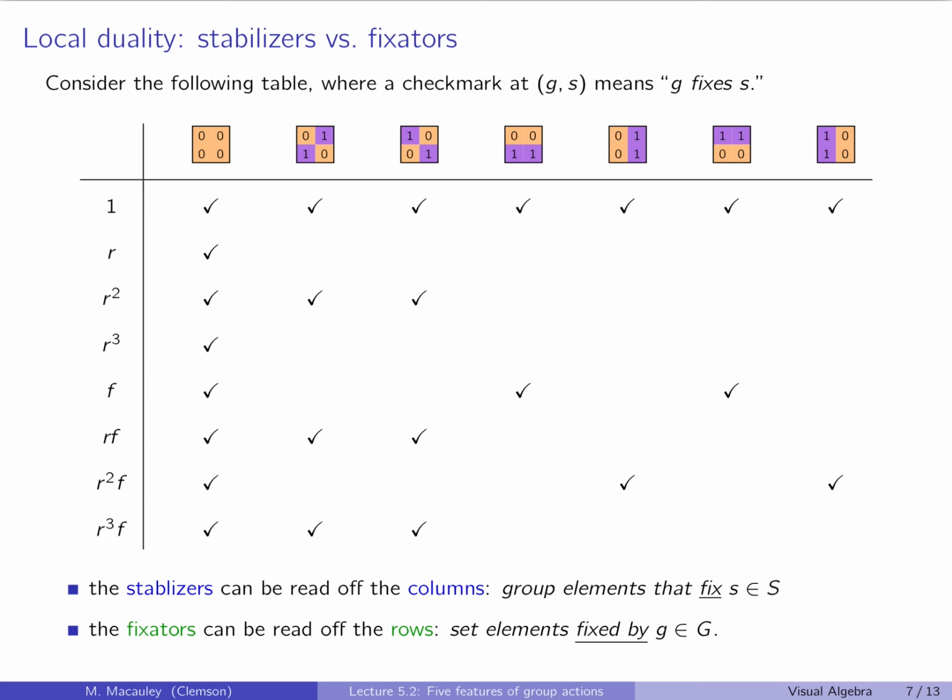So this row by column thing is what I like to say describes what I mean when I say there's a duality between two of our local features. In linear algebra, dual spaces you can think corresponds to taking the transpose of a matrix, swapping rows and columns, and that's kind of what we're doing here. But also there's a duality just in the English language. We say the stabilizers are the group elements that fix a certain set element, and the fixators of a group element are the set elements that it fixes.